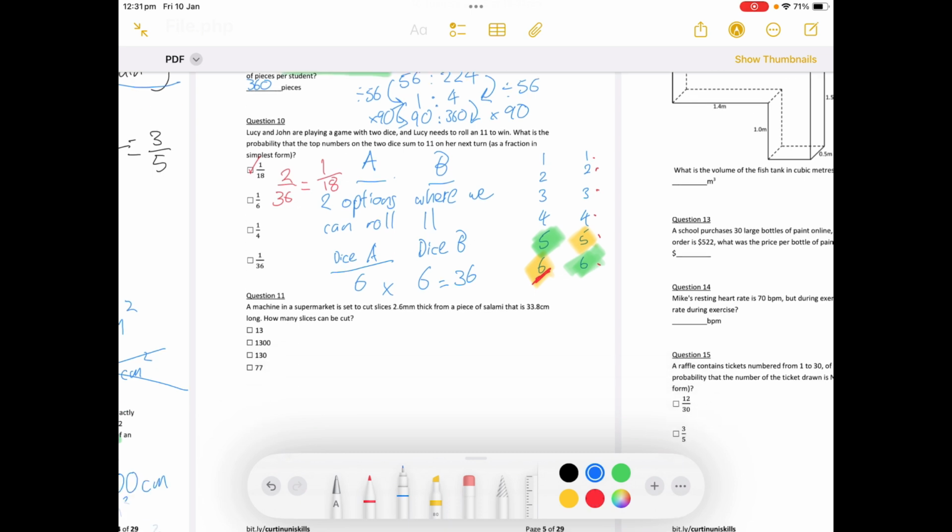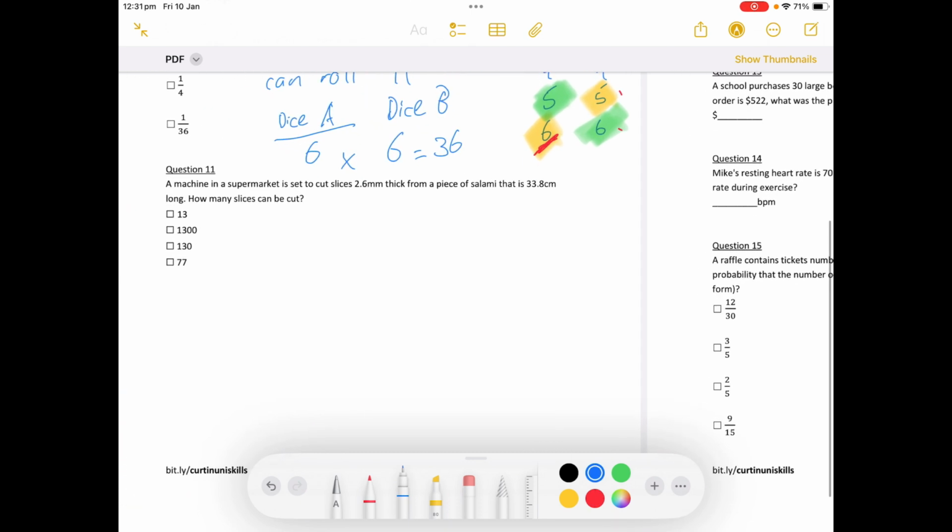Alright, moving on. Question 11. A machine in a supermarket is set to cut slices 2.6 millimeters thick from a piece of salami that is 33.8 centimeters long. How many slices can be cut? So basically I'm trying to figure out how many slices fit into this piece of salami.